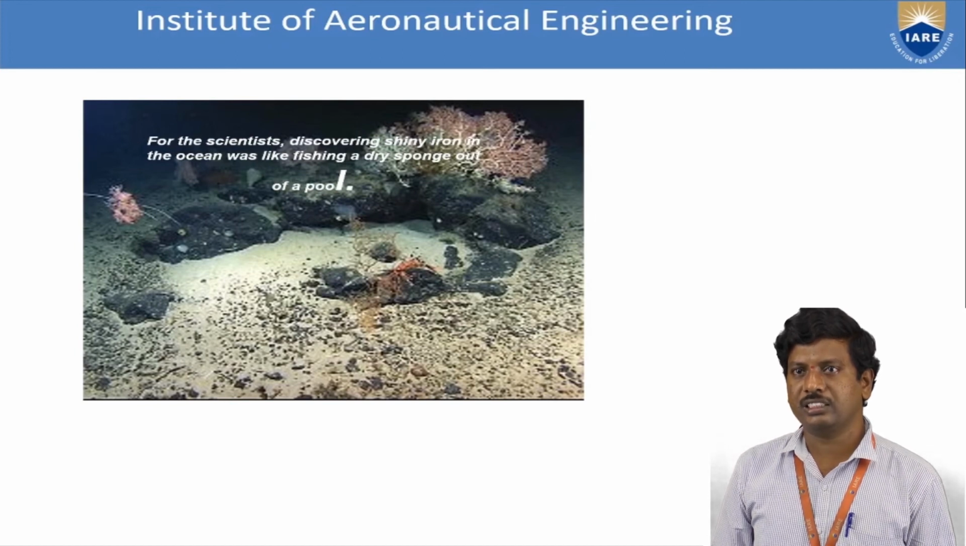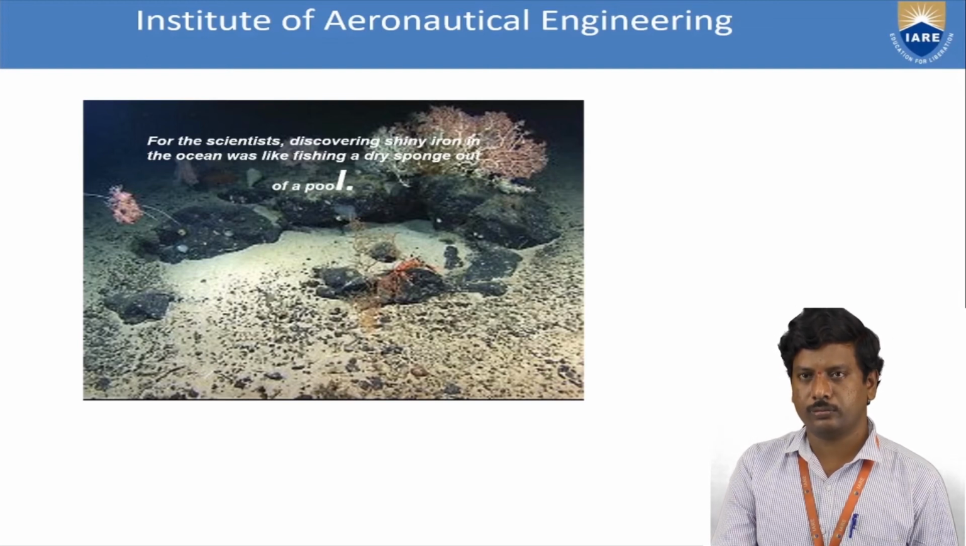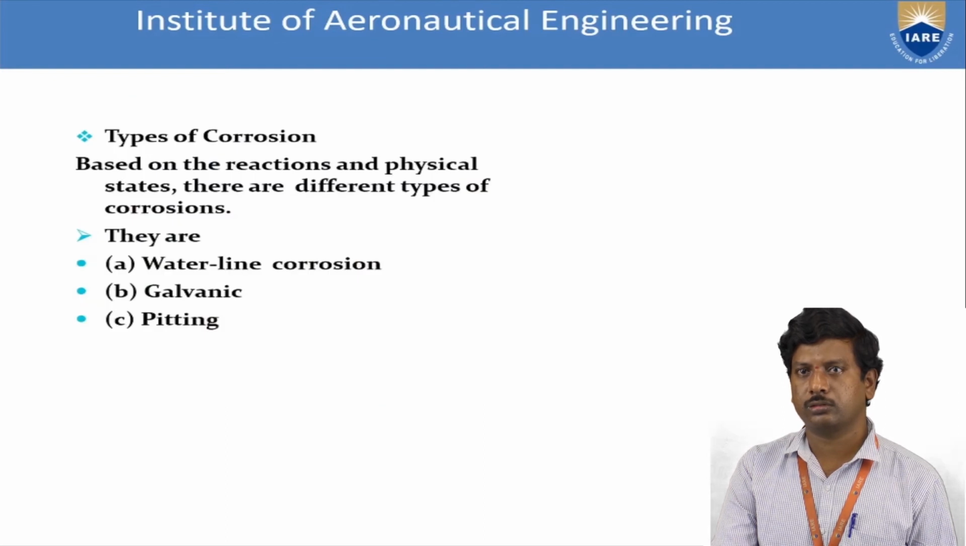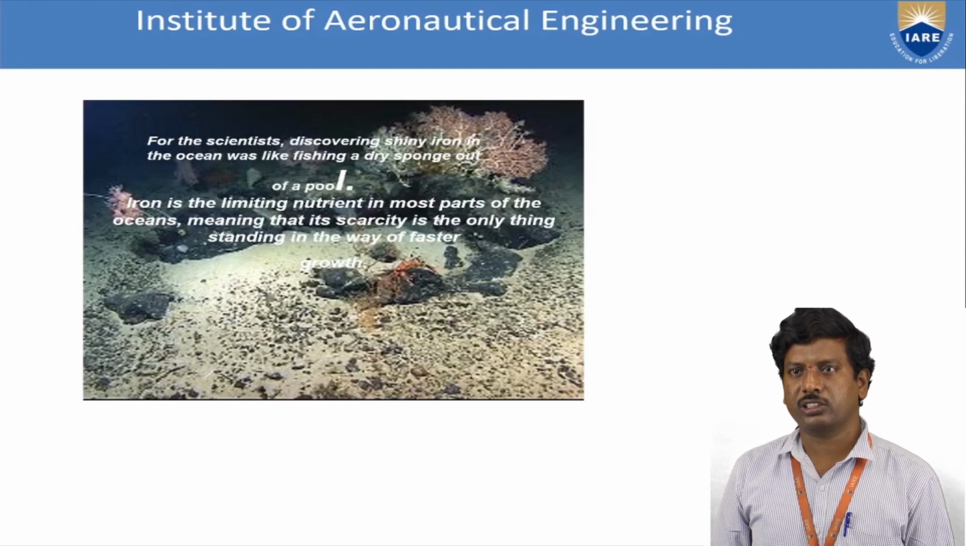So for the scientists, discovering the shiny iron in the ocean was like fishing a dry sponge out of a pool. Iron is the limiting nutrient in most parts of the oceans, meaning that its scarcity is the only thing standing in the way of faster growth.